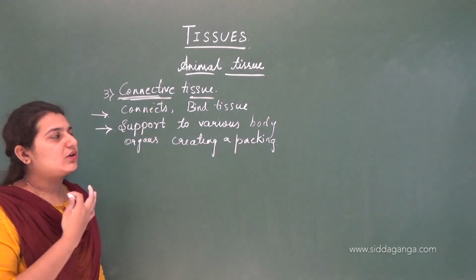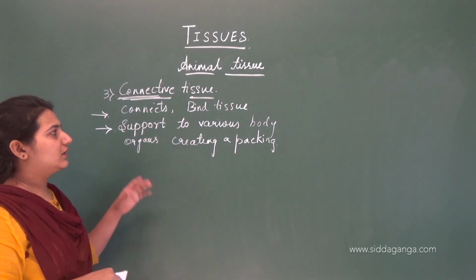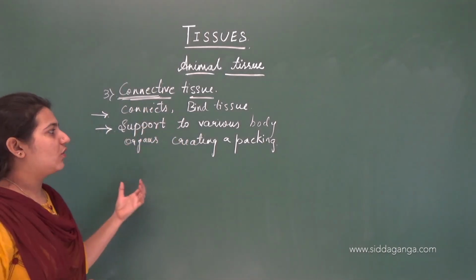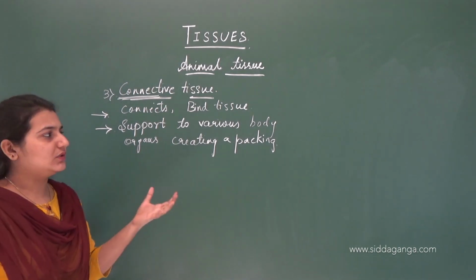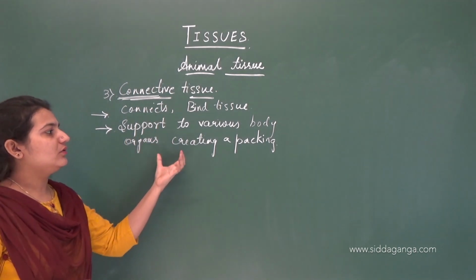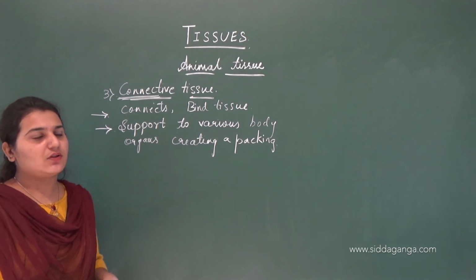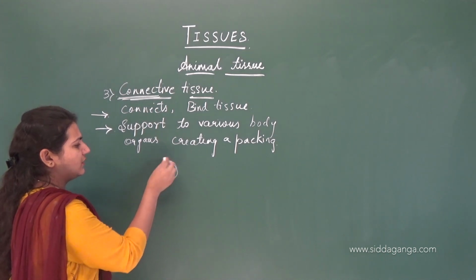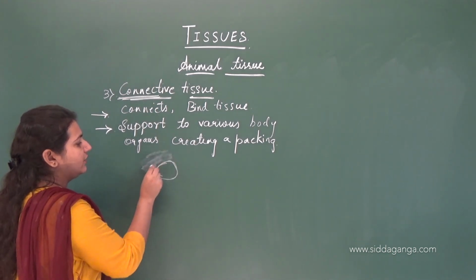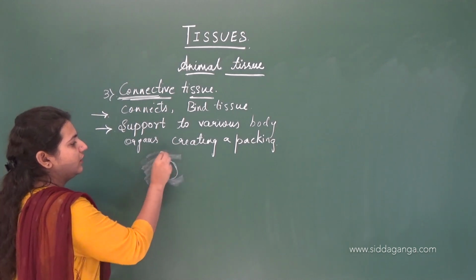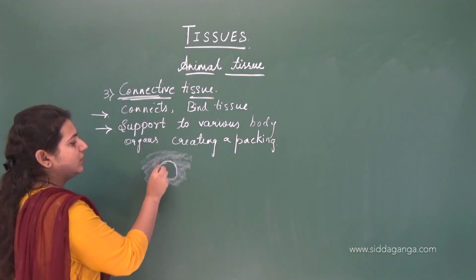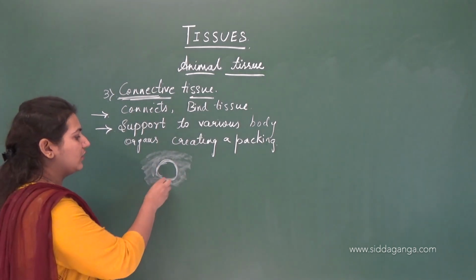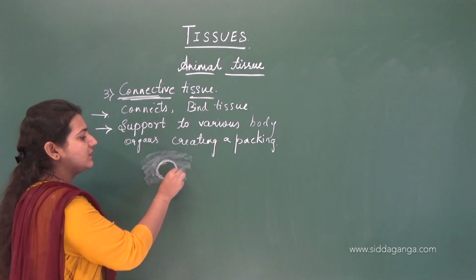So what this connective tissue does is, it connects or binds or supports or forms a packing around the organ. Since it forms the packing around the organ, it protects or supports the organ. For example, if this is any organ, maybe the stomach, this is the connective tissue present around this organ. It packs this organ, which prevents the movement of this organ.